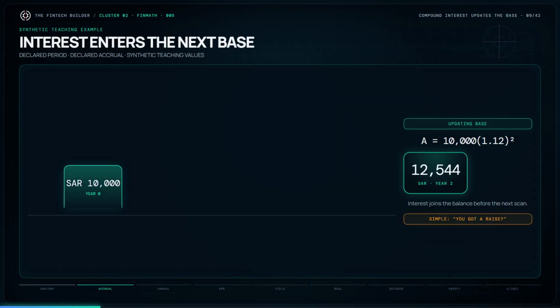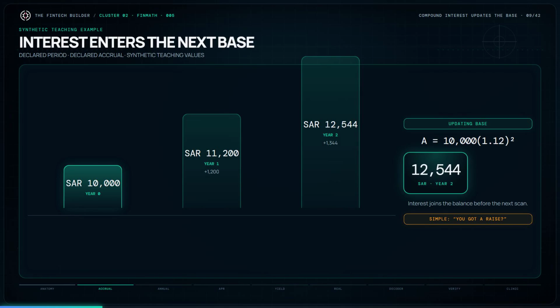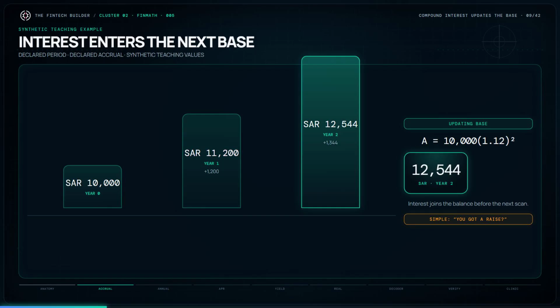Now use the same 10,000 reals and 12% annual rate, but compound annually. Year 1 is identical. The balance becomes 11,200, but year 2 calculates 12% from the new 11,200 real balance. The second year interest is 1,344, not 1,200. The ending balance is 12,544. Compound interest updates the base after every compounding event.